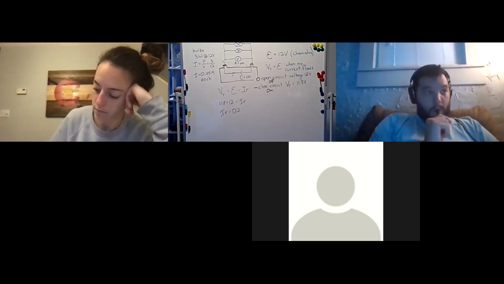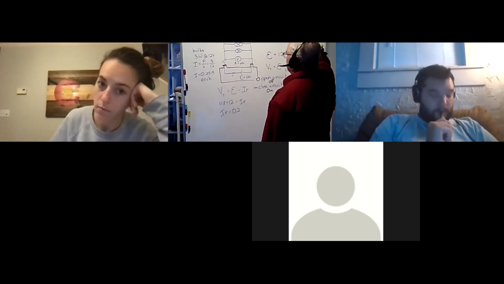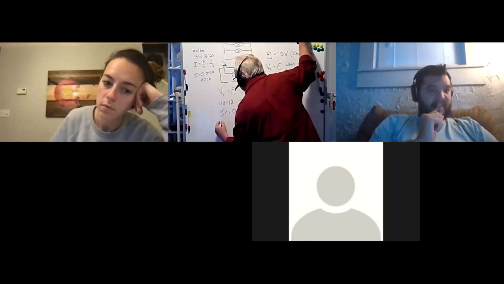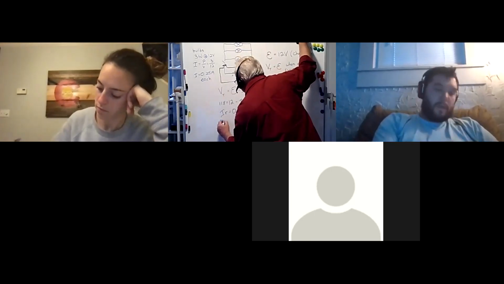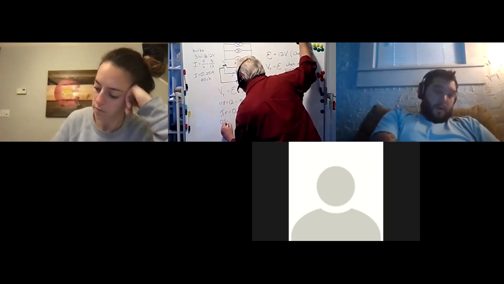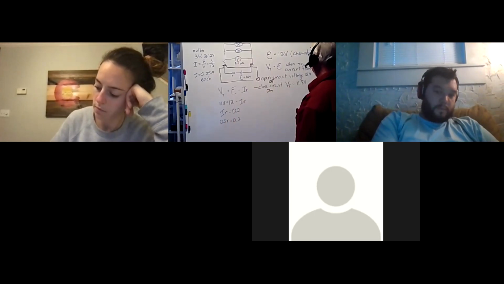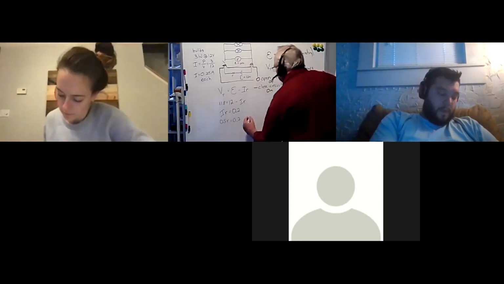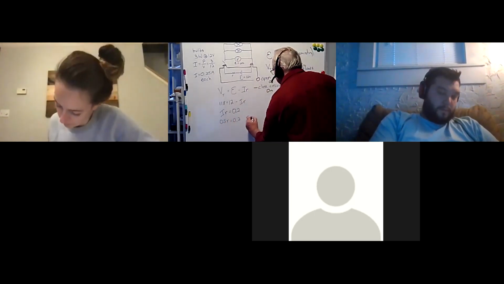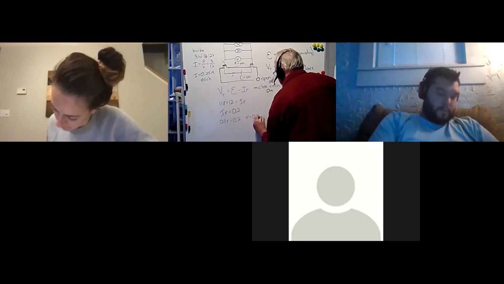And there are 2 of them, and they're in parallel. So that means the total amount of current is 0.5. So 0.5 times internal resistance is equal to 0.2. And so I can divide both sides by 0.5, which is the same as multiplying by 2. And then my internal resistance is equal to 0.4 ohms.